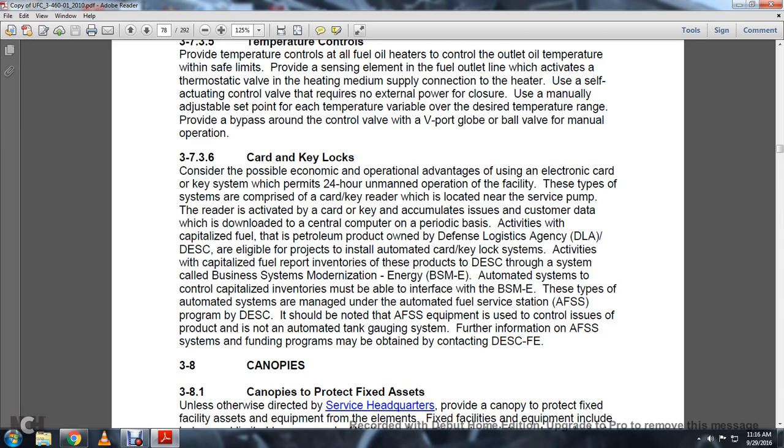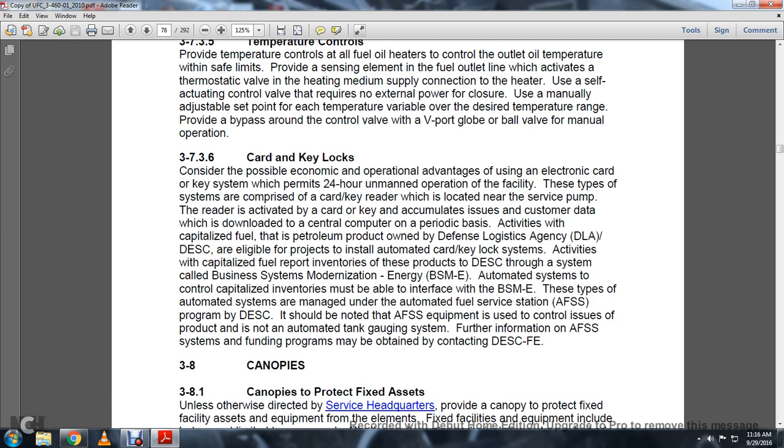All activities of the capitalized fuel, the petroleum product owned by the Defense Logistics Agency and the DESC, are eligible for products installing the automated card and key lock system. The activities with capitalized fuel report inventories of these products to the DESC through the Business System Modernization Energy, BSME. The automated system with the control of capitalized inventories must be able to ensure that the BSME, Business System Modernization Energy, these three types of automated systems are managed under the Automated Fuel Systems Service Station.